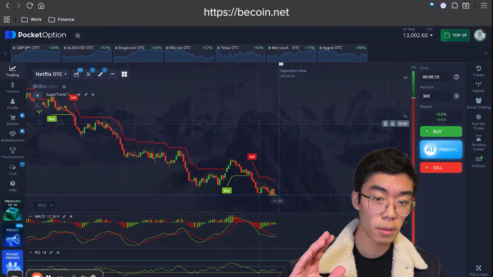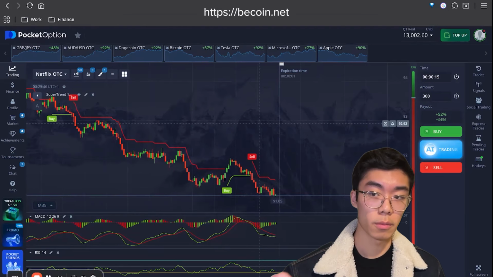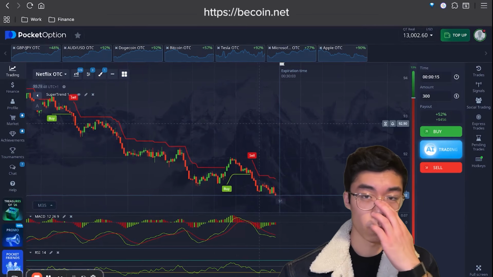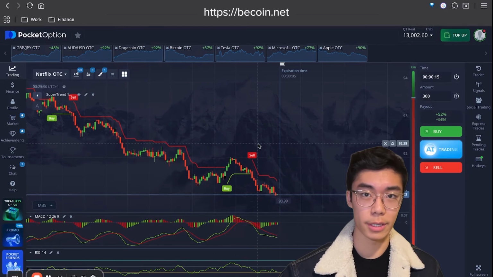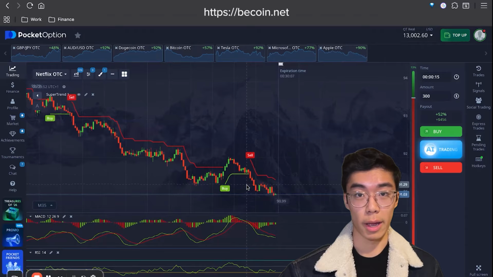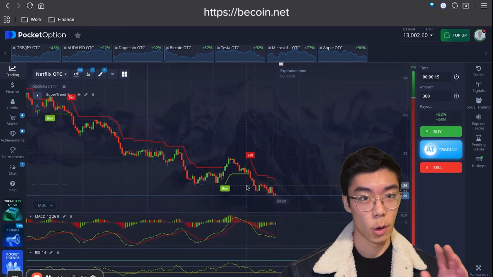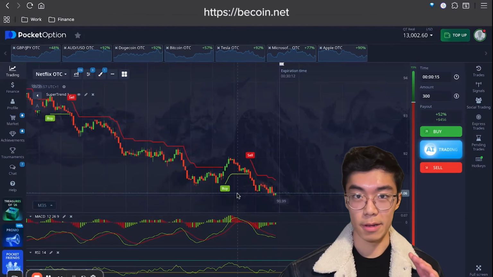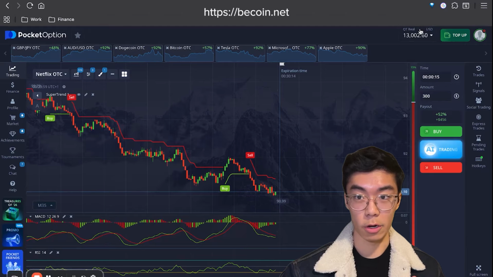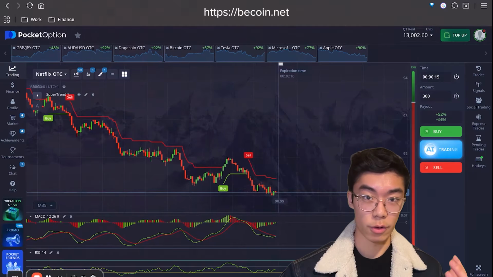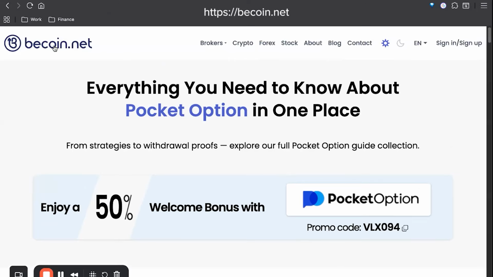So make sure you understand the risks when trading binary options because they are more risky, but they can be a lot more profitable. Okay, so heavy trading, go over to Pocket Option and test it out. Okay, because Pocket Option also has a demo account, where you can trade. So what I would recommend right now is go to becoinnet. Click this right here. Start out with a demo account.